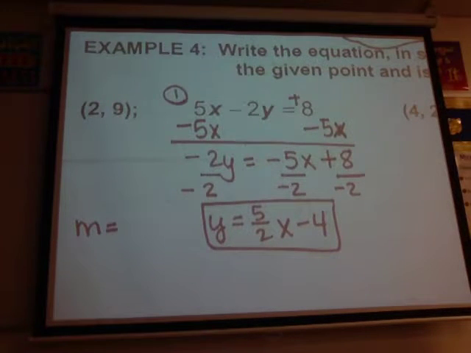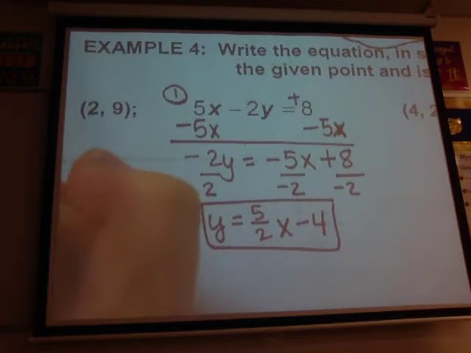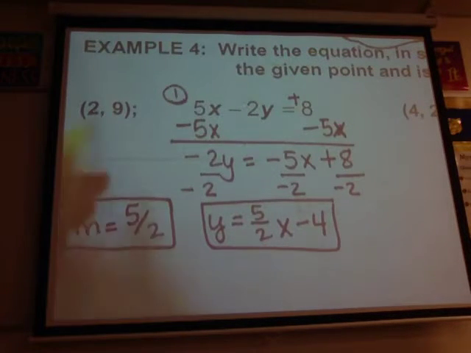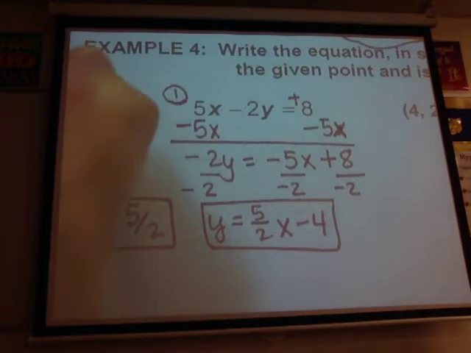What's my slope in our equation? 5 halves. If I'm writing a parallel line, do I need to change my slope? No. Next thing I want you to do, label your x1, your y1 point.